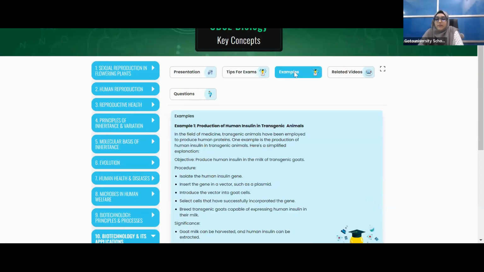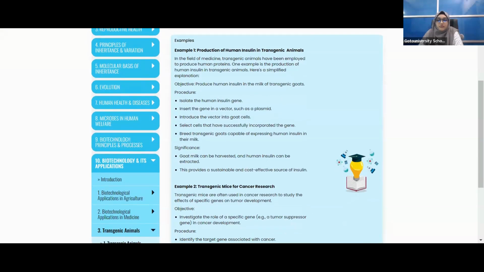Now moving on to the examples. Example number 1: production of human insulin in transgenic animals. Here you have to explain how human insulin is produced in a transgenic animal, giving an example. This is the question. In the field of medicine, transgenic animals have been employed to produce human proteins. So here the example is about the production of human insulin. So how is human insulin produced?